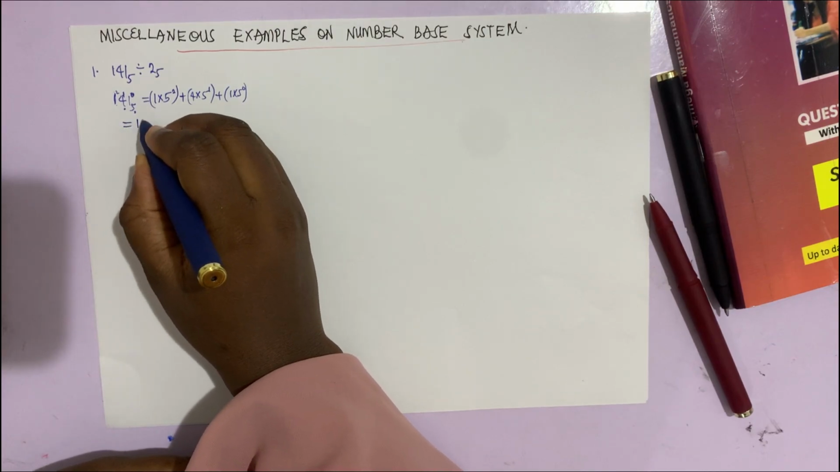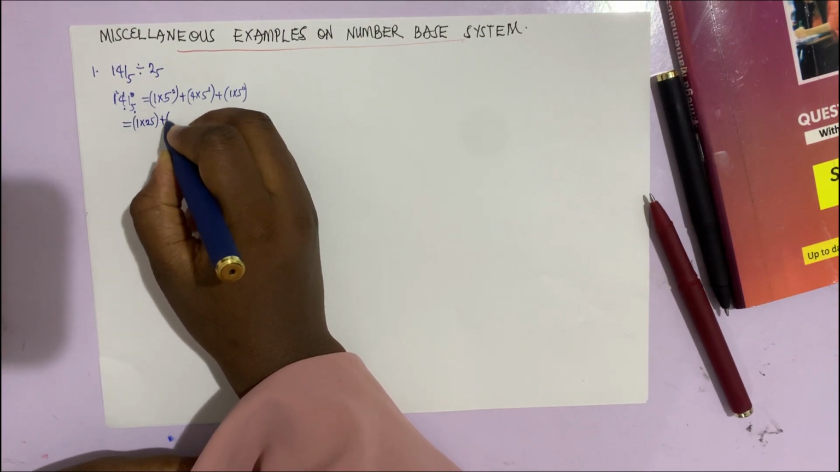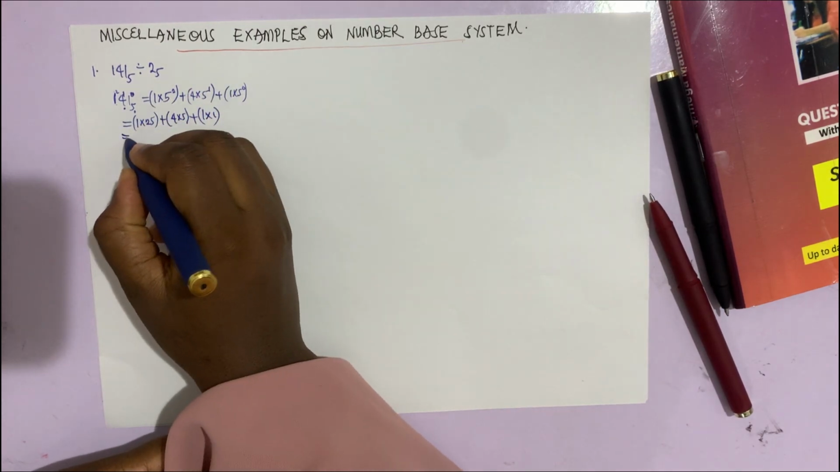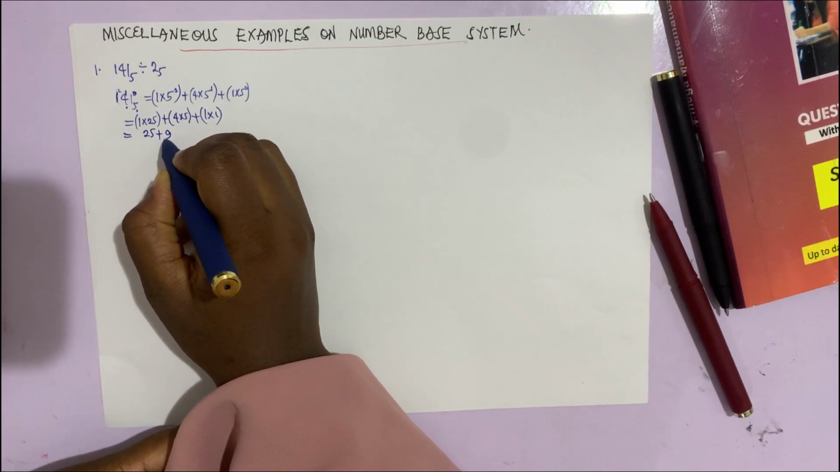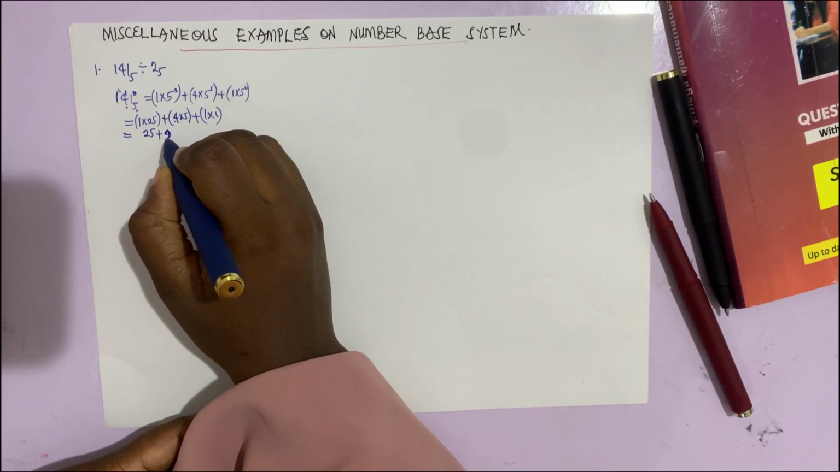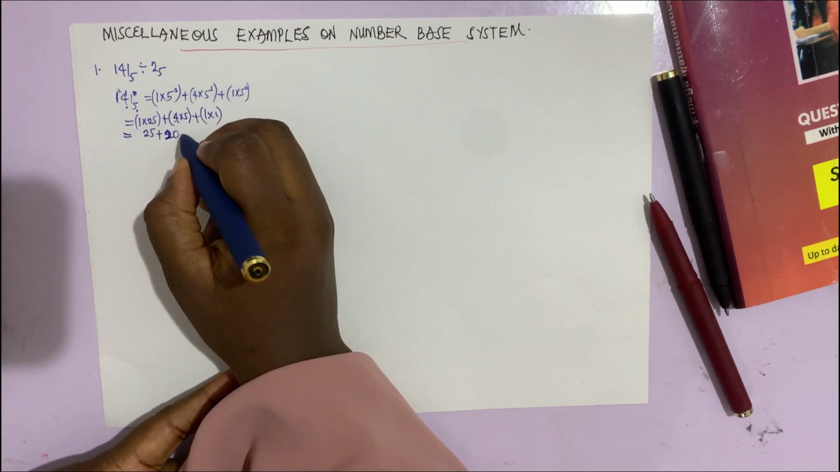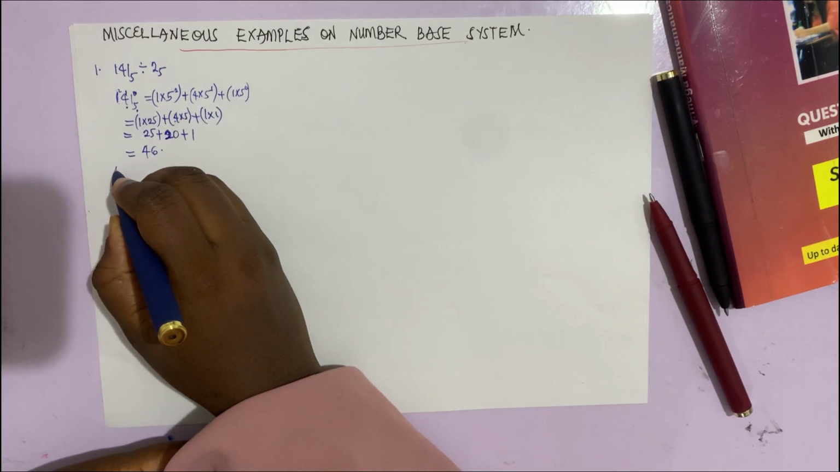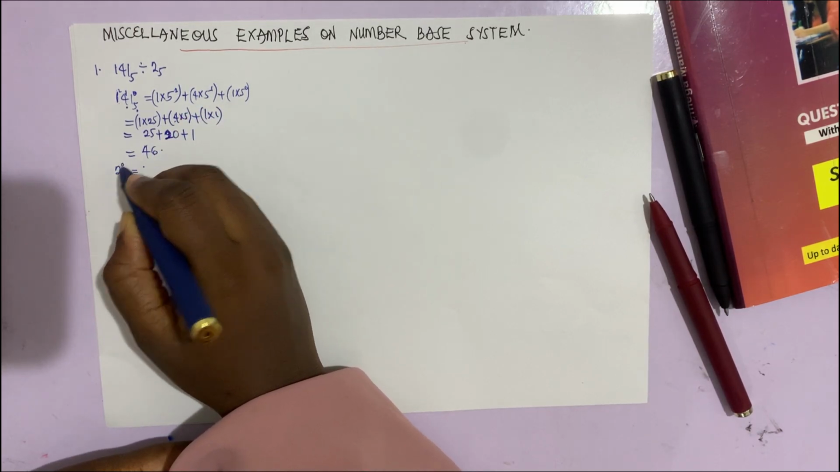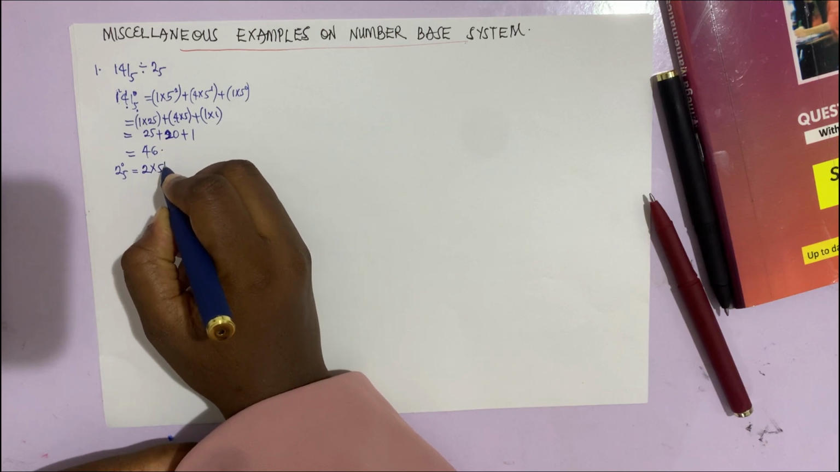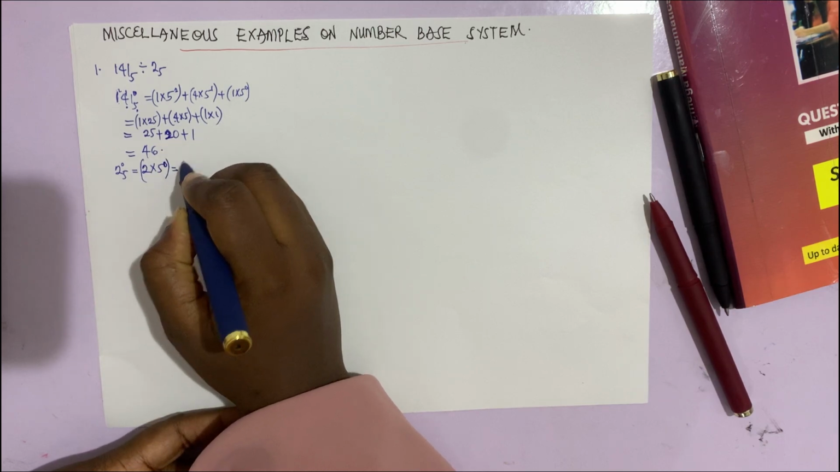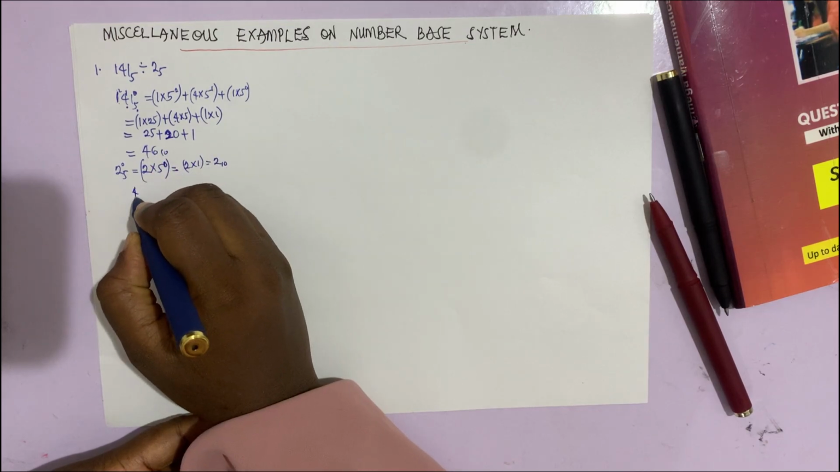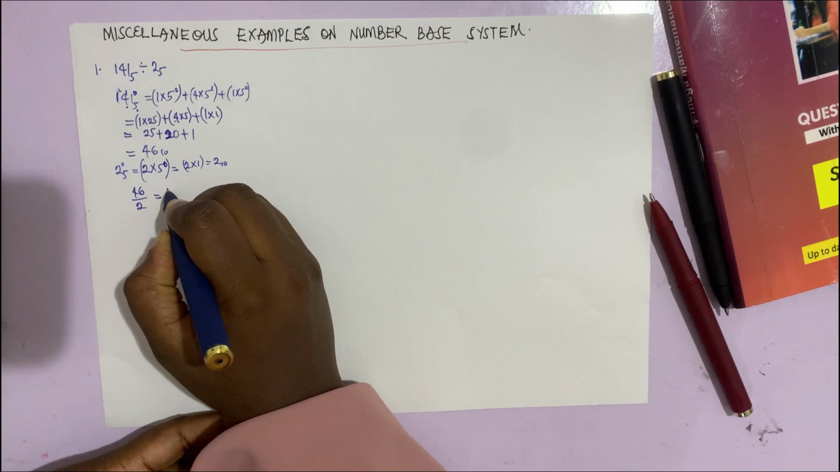So this becomes 1 times 25 plus 4 times 5 plus 1 times 1. Any number raised to the power 0 is 1. So this is 25 plus 20, 4 times 5 is 20, sorry, plus 1, and this will give us 46. And 2 in base 5 is still 2 in base 10, because it will be 2 times 5 raised to the power 0. That's 2 times 1, which is still 2 in base 10. So 46 divided by 2 would give us 23 base 10.